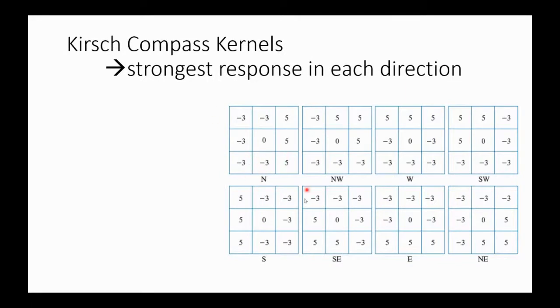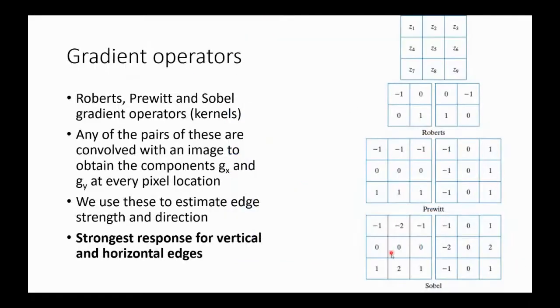If you use these compass kernels, they give you 8 directions. So you have a more precise, well-defined variety of edges, but of course you have to convolve with 8 kernels. That's computationally more involved. That's why I've never seen any application of the Kirsch compass kernels, but I've seen loads of applications of Sobel. Sobel is very famous. I think it's the most important of these gradient kernels.